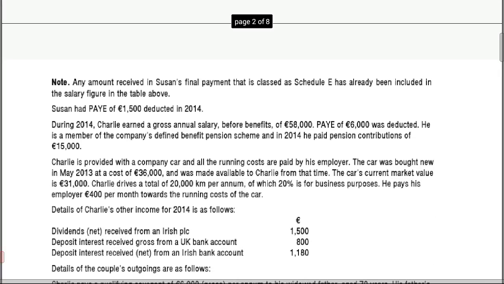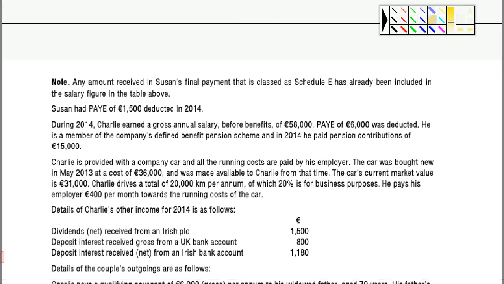They also tell us kindly that the amounts received in the final payment that are classed as Schedule E are already included in the salary figure above. In other words, the redundancy payments, where relevant to Schedule E, are in the figures that we've been given for salaries received in this current year, i.e. up to the 30th of April 2014.